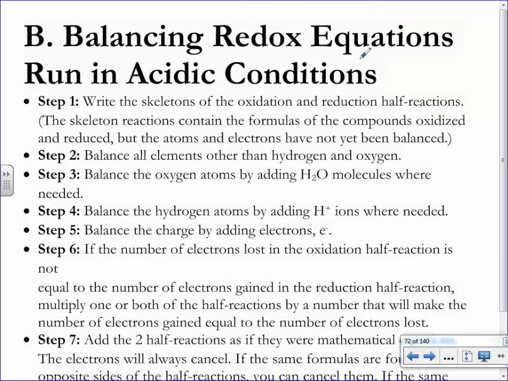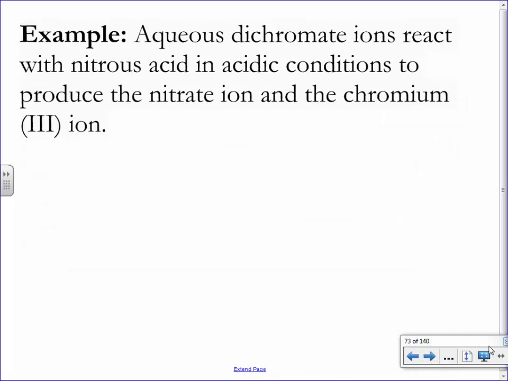Okay. And so I need you guys to be able to balance redox equations in both acidic and basic solutions. And that's kind of what our next 2 examples are about. Rather than read all this, I'm just going to go right to the example here. It says aqueous dichromate ions react with nitrous acid in acidic conditions to produce the nitrate ion and chromium 3 ion. Do the same thing that we tried to do before. Grab your data booklet. I'll just write it off to the side here. And let's start circling some stuff.